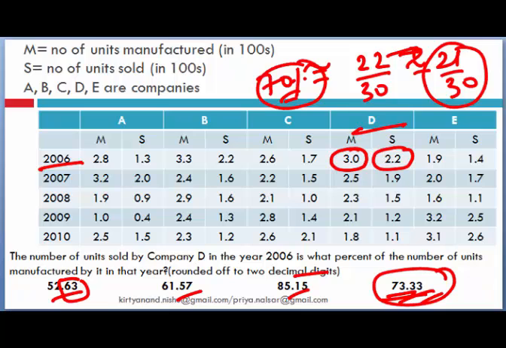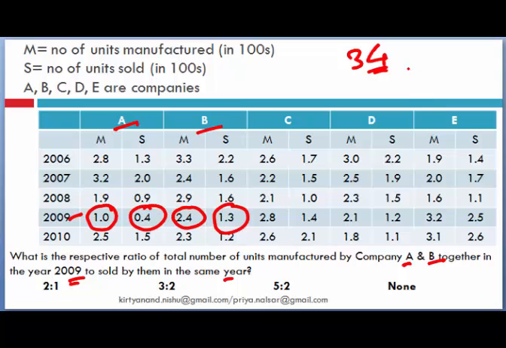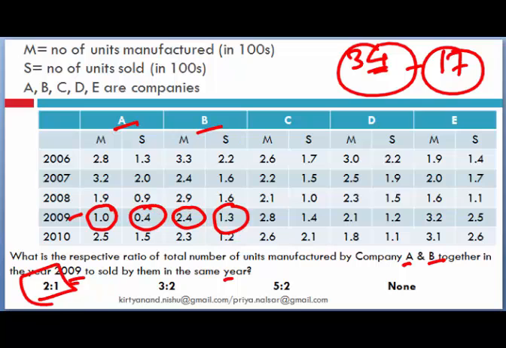So now let's move on to the next question. It talks about the respective ratio of total number of units manufactured by company A and B together in 2009 to those sold by them in the same year. So it talks about company A and B, the year 2009, and the respective ratio. Manufactured units is 1 and 2.4, which is equal to 3.4. I am writing it as 34. Sold units is 0.4 and 1.3, which is 1.7. I am writing it as 17. So it is 2 is to 1. That is your answer. You are done.